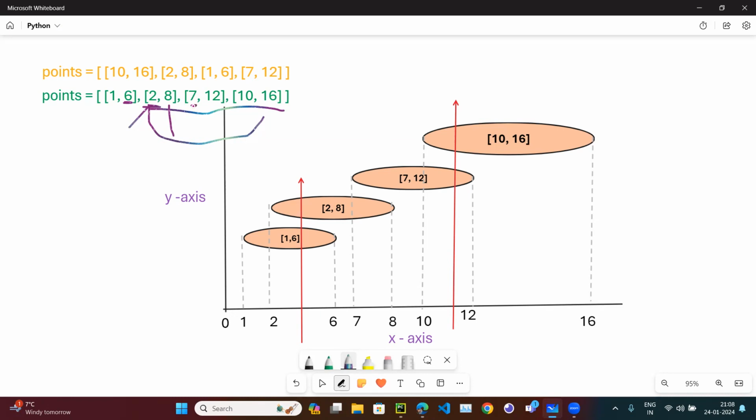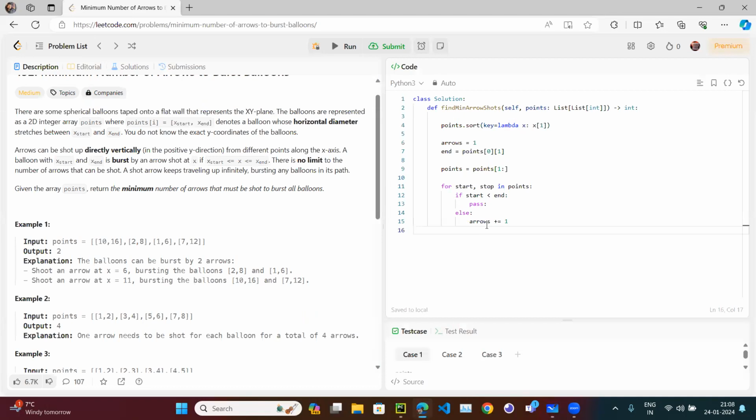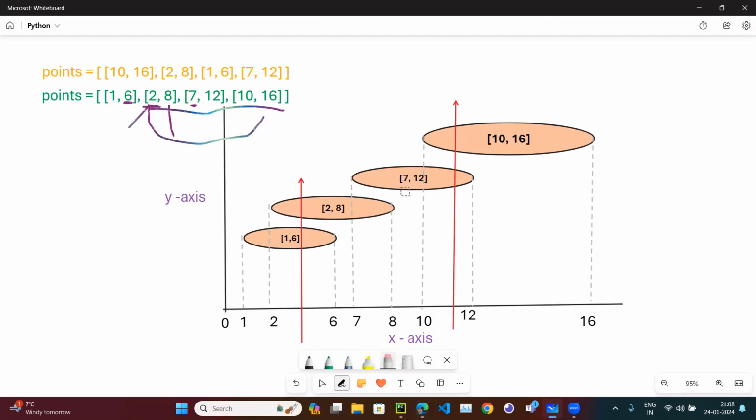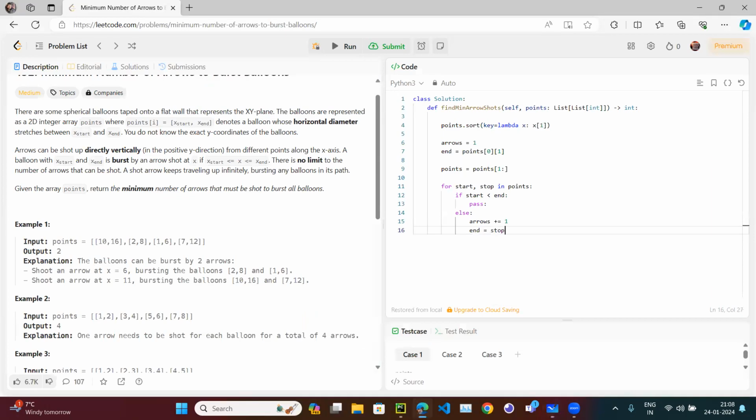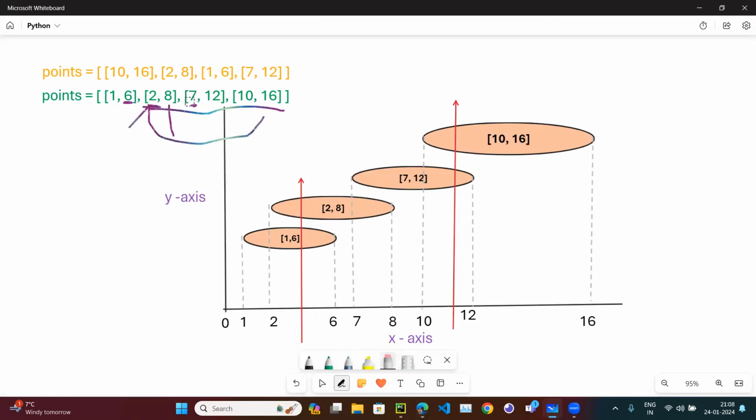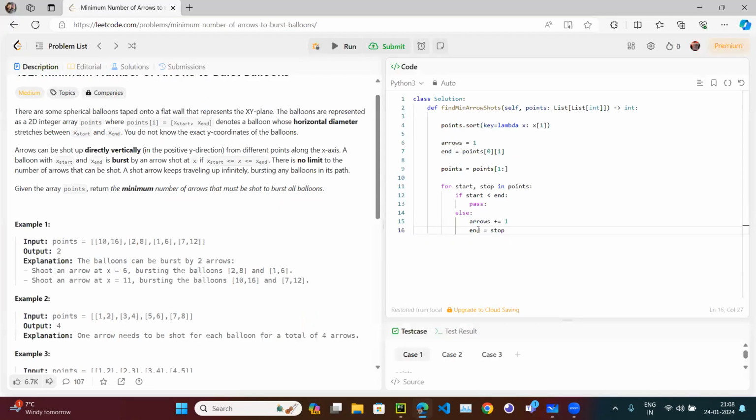Okay, 7 is the starting point. Is this starting point less than 6? No, it is not less than 6. So we have to increment our arrow. Along with that, we have to update our end. So end is now stop because we are on this point. So start is 7 and end is 12. So end is equal to stop. Then we have to return arrows.